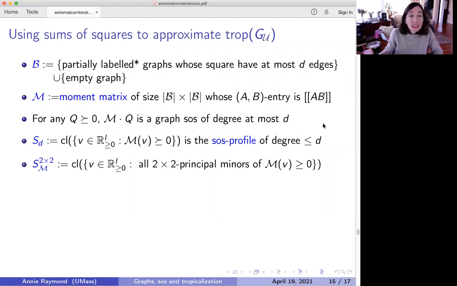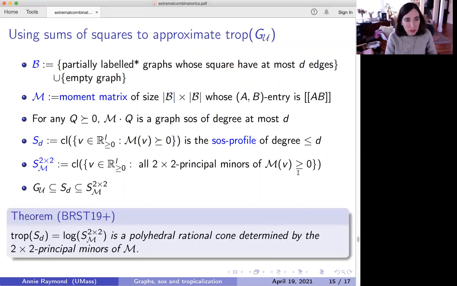And so I could even relax my SOS profile to say, instead of having all those special moment matrices that I don't want to get into, you normally hear that means that all principal minors need to be non-negative. I could relax this to say just all 2 by 2 minors. So I get these different bodies. So I have my graph profile, which sits within all of the points that are accepted by my sums of squares of degree D. And then I relax that even further to having just the 2 by 2 principal minors be non-negative.